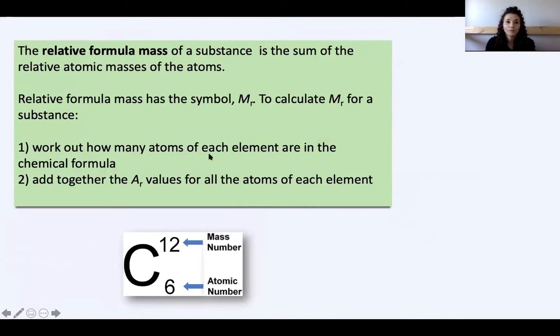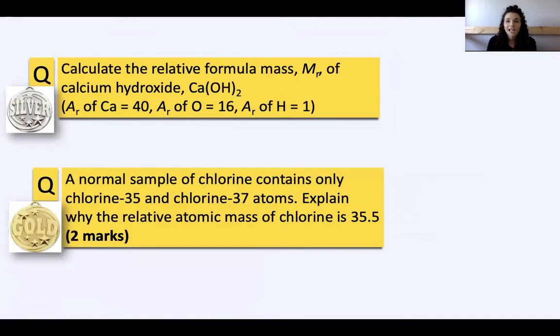So all you do, work out how many of each element are in the chemical formula, and we'll practice doing that together in a moment, and then add up those relative atomic mass values. That's what that Ar stands for. Add up those values for all the atoms in the element. So let's have a look at a couple of practice questions about this then.